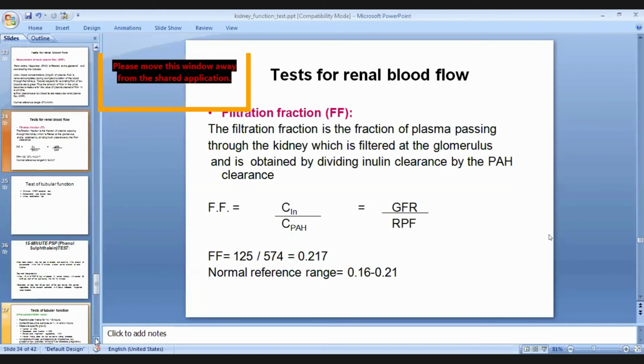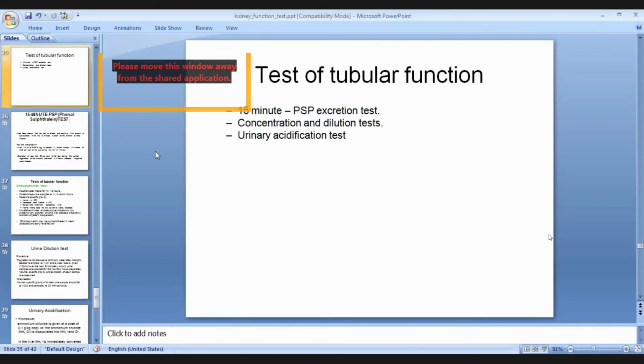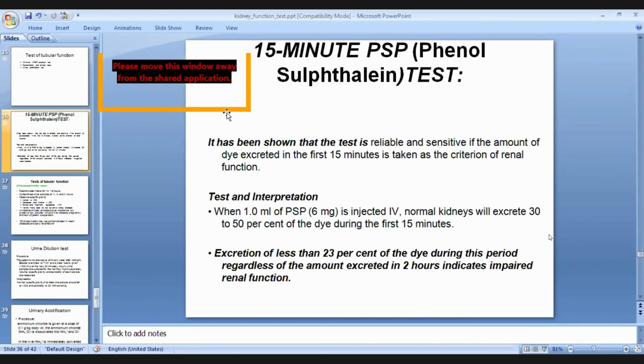Test for tubular function. Okay. Different tests can be done for assessing tubular function. The 15-minute PSP excretion test is there. The concentration and dilution test is there. The urinary acidification test is there. Okay, these are for tubular function, to see how well the tubules are functioning. I will just go through the interpretation of these tests. First, the 15-minute PSP, phenolsulfonphthalein, test.